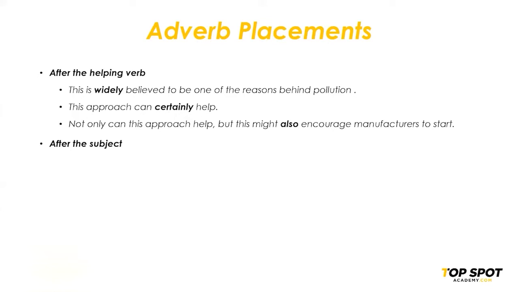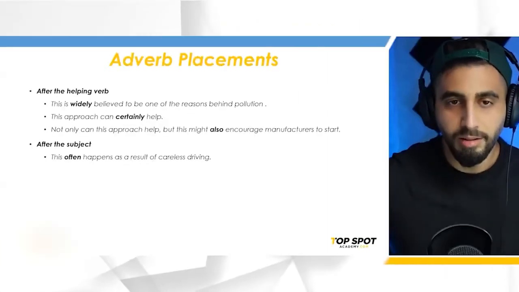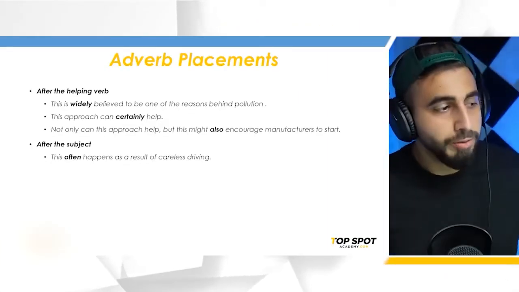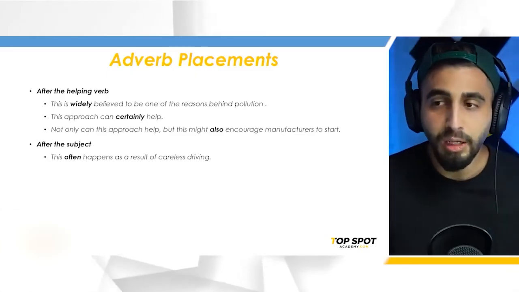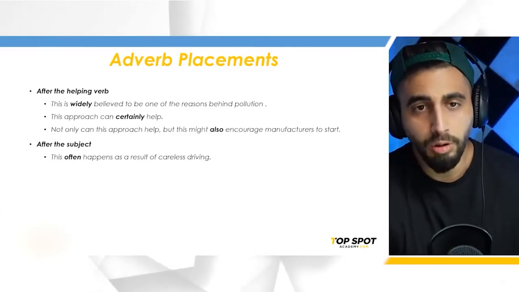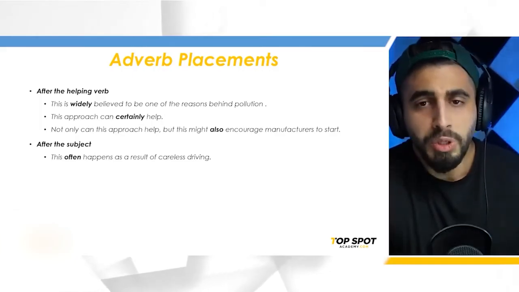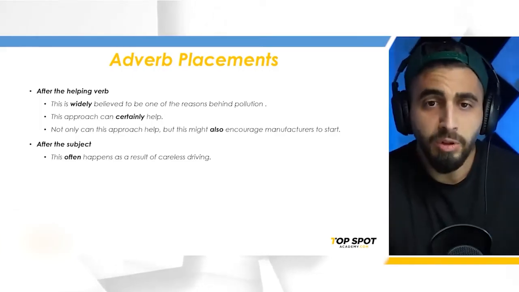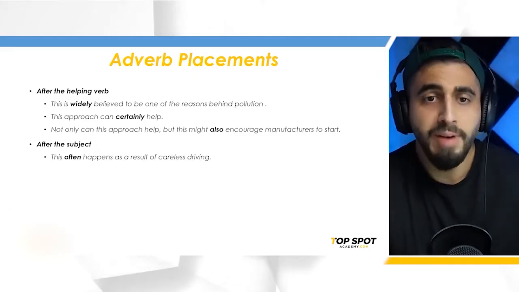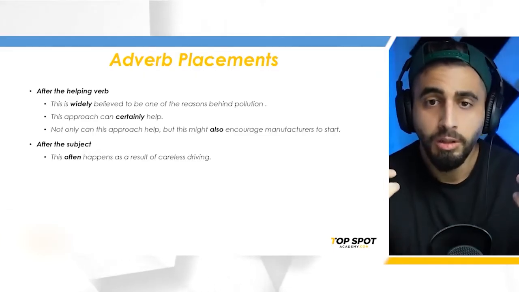Let me give you some examples. This often happens as a result of careless driving. Let's say accidents. We can say accidents often happen as a result of careless driving. Often, if you don't know, or often, both of them are correct, is an adverb. Where is the verb here? Happens. Do we have a helping verb? No, we only have happens. So we have a subject and a verb.